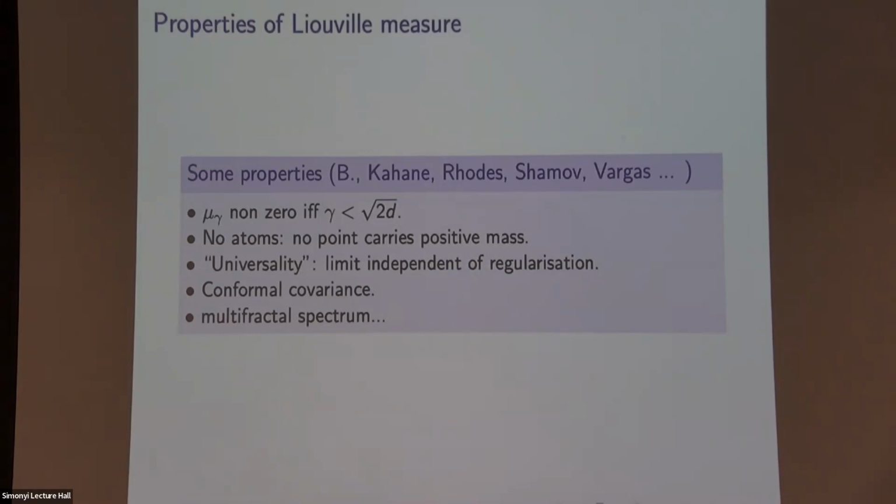Okay, so some properties. We know this measure is non-zero if and only if gamma is not too big, so less than 2 in 2 dimensions. We know that it's singular, but does not have any atoms, so no point carries positive mass. It's universal in the sense that the limit is independent of the choice of regularization, and lots of other things are known: conformal covariance, multifractal spectrum, all these things are well understood about the measure.